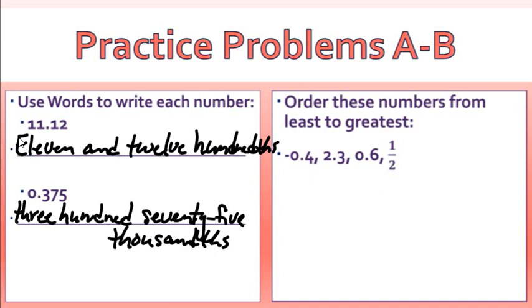And then order these numbers from least to greatest. I already know the first one, the smallest one, has the negative. So that would be a negative 4/10. Then we look at the other numbers. 2 and 3/10, that's our biggest number. 6/10 and then half would be 5/10. So our next number would be half because that's 0.5. Then comes 0.6. And the biggest number is 2.3 or 2 3/10.